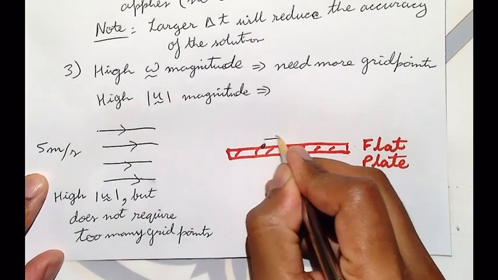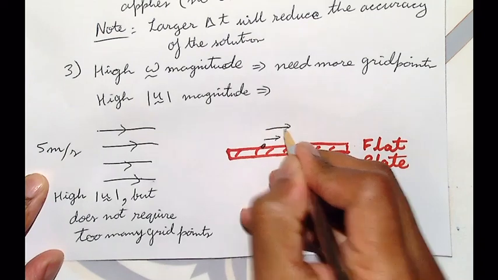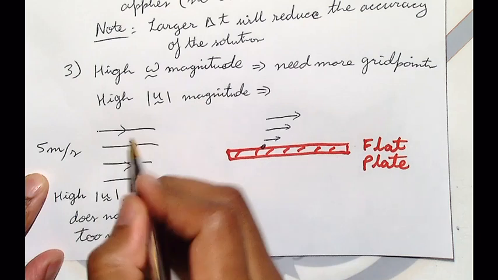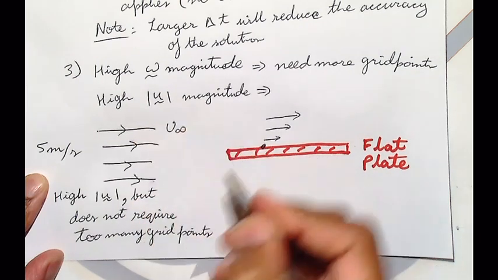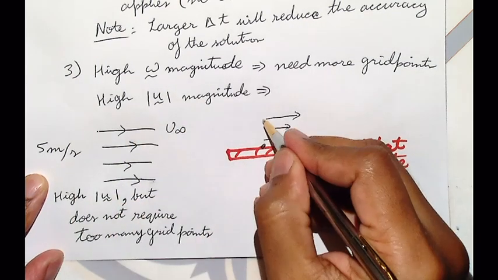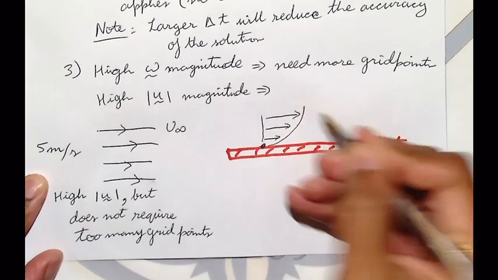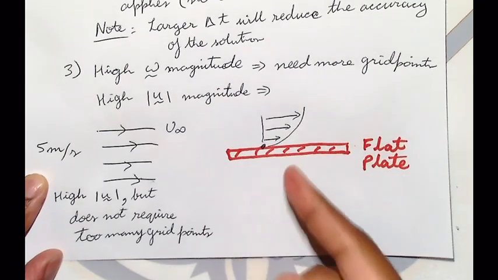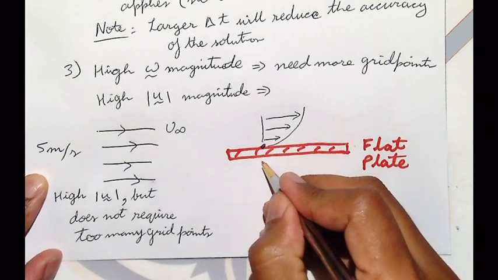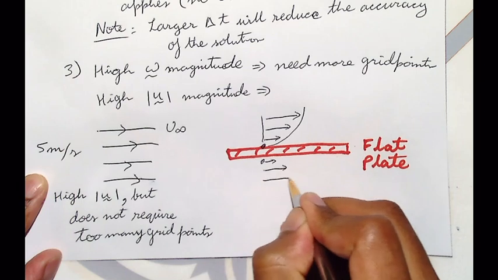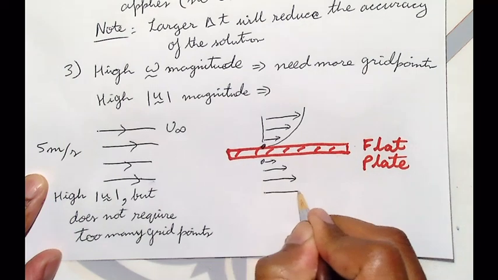And then slowly it will increase up until it matches the u infinity. Right? U infinity here is 5 meters per second. So you get a velocity profile that might look like this. On the other side, it's this exact opposite profile. And vorticity on top is plus or minus.